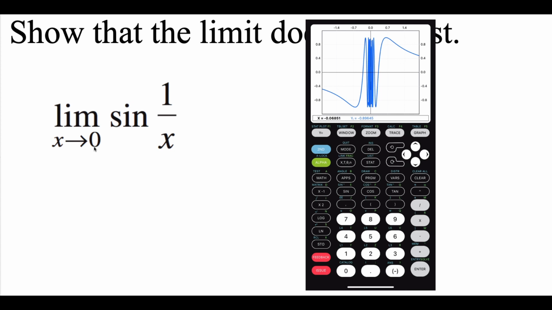But what I notice is that as we approach 0 from the left side and from the right side, that sine wave is bouncing up and down between +1 and -1. So this is oscillating between those two values, between +1 and -1, as we approach 0 from each side. So because of that behavior, this limit also does not exist.